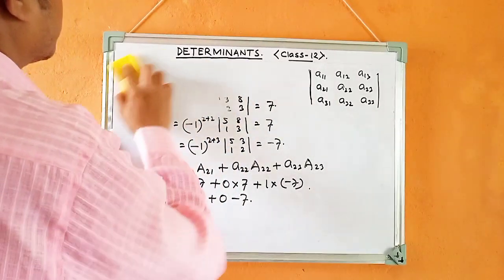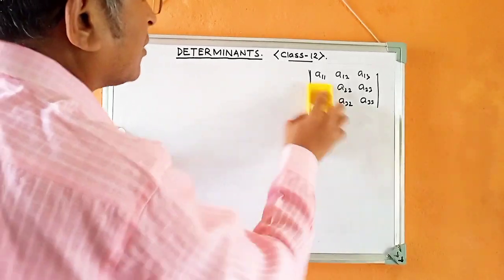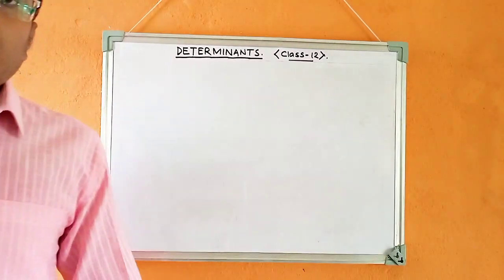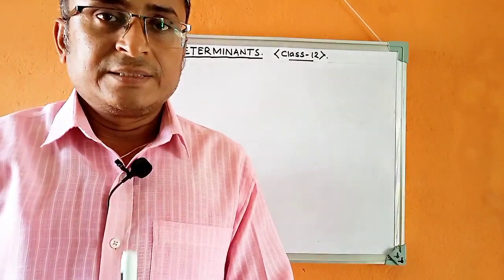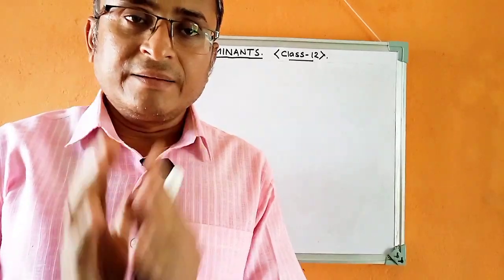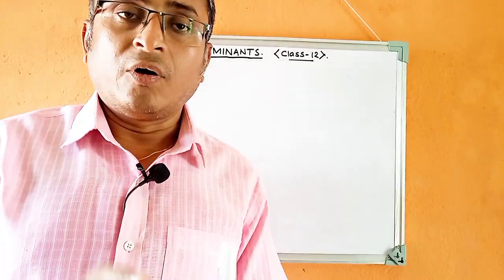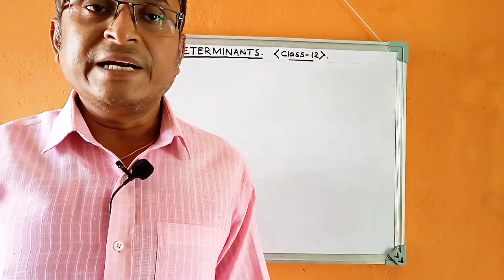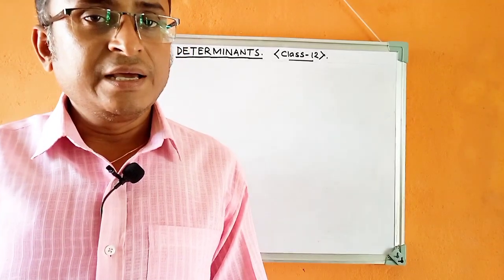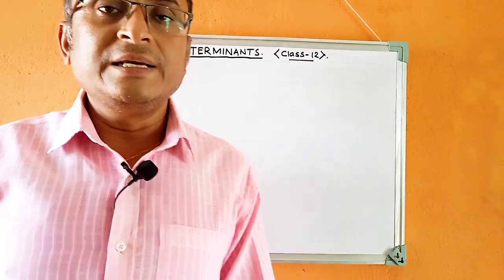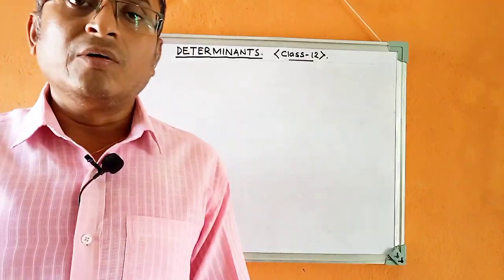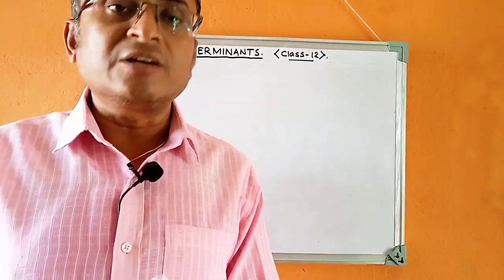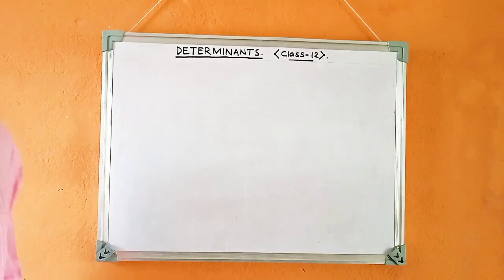Now come to the next, that is properties of the determinant. See carefully, listen. Properties of the determinant. First property: if in any row or any column all the elements of a determinant are 0, then the result of that determinant is 0. I repeat, property number 1: if all the elements of any row or any column are 0, then the result of the determinant is 0. This is property number 1.